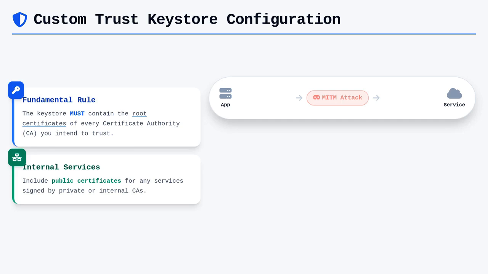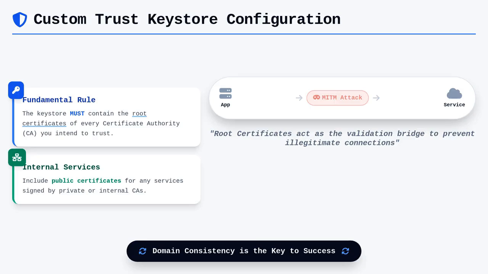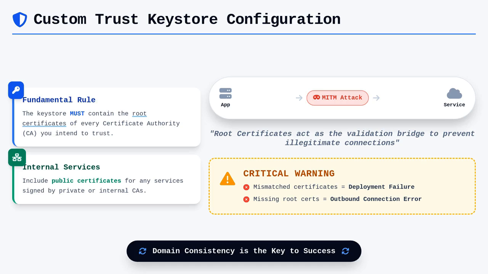You might find yourself managing multiple key stores for different roles within a cluster, but the fundamental principle remains the same. Consistency across the domain is key here, as mismatched certificates or missing root certificates in the trust store are frequent causes of deployment failures when attempting to establish secure outbound connections to databases or external web services.